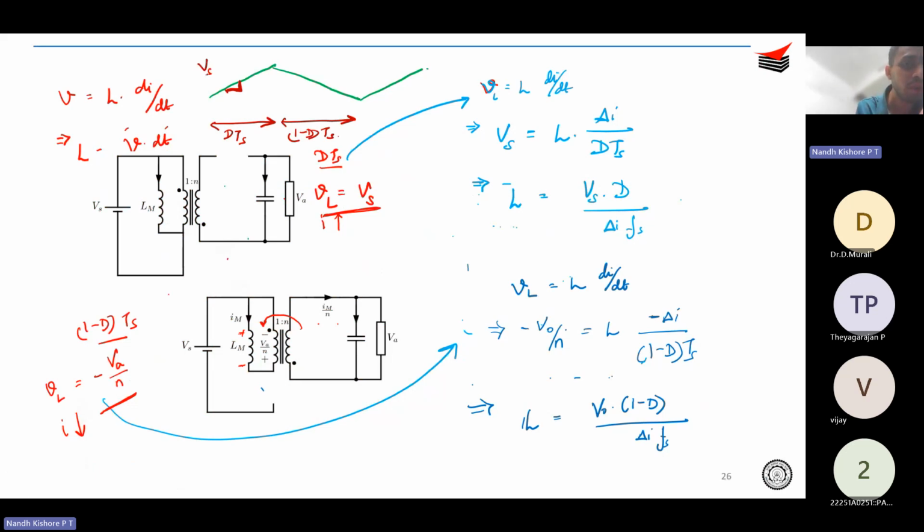That is, the slope would be Vs by L, and this slope would be what? Minus V naught by N over L. This is a falling slope because it's a negative voltage. Correct? So this is your inductor current, obviously. So you can take either convention as your means for deriving what is your inductor, and the peak to peak ripple is delta IL.